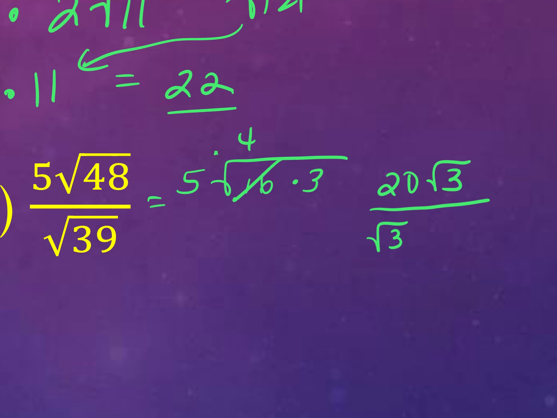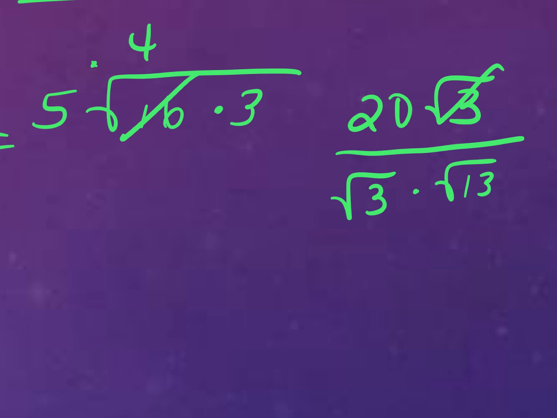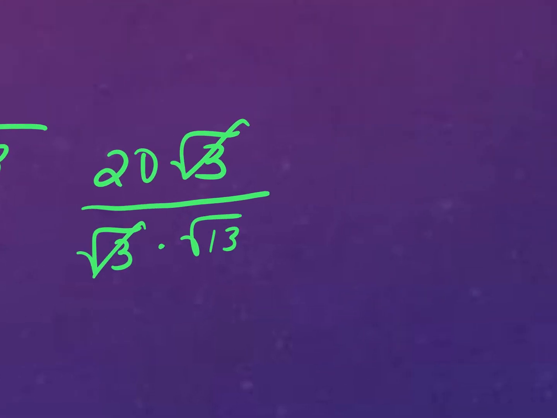I'm going to write it separately just so you guys can see. Square root of 3 times the square root of 13. What do you now notice? What did we just do? Why did that help us? You can cancel out. I have a root 3 on the top and a root 3 on the bottom. Remember, anything that is exactly the same in a fraction in the numerator and the denominator, you can cross out. So now I am left with 20 over the square root of 13.